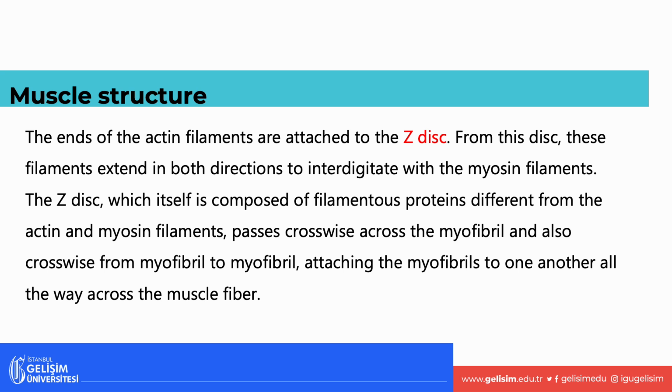So the actin filaments in myofibrils are attached to the Z discs, which are made up of different filamentous proteins than the actin and myosin filaments. The Z disc passes crosswise across the myofibrils and also crosswise from myofibril to myofibril, attaching the myofibrils to one another all the way across the muscle fiber. The ends of the actin filaments are attached to the Z discs, and from there they extend in both directions to interdigitate with the myosin filaments. This arrangement is what allows the actin and myosin filaments to slide past each other during muscle contraction.